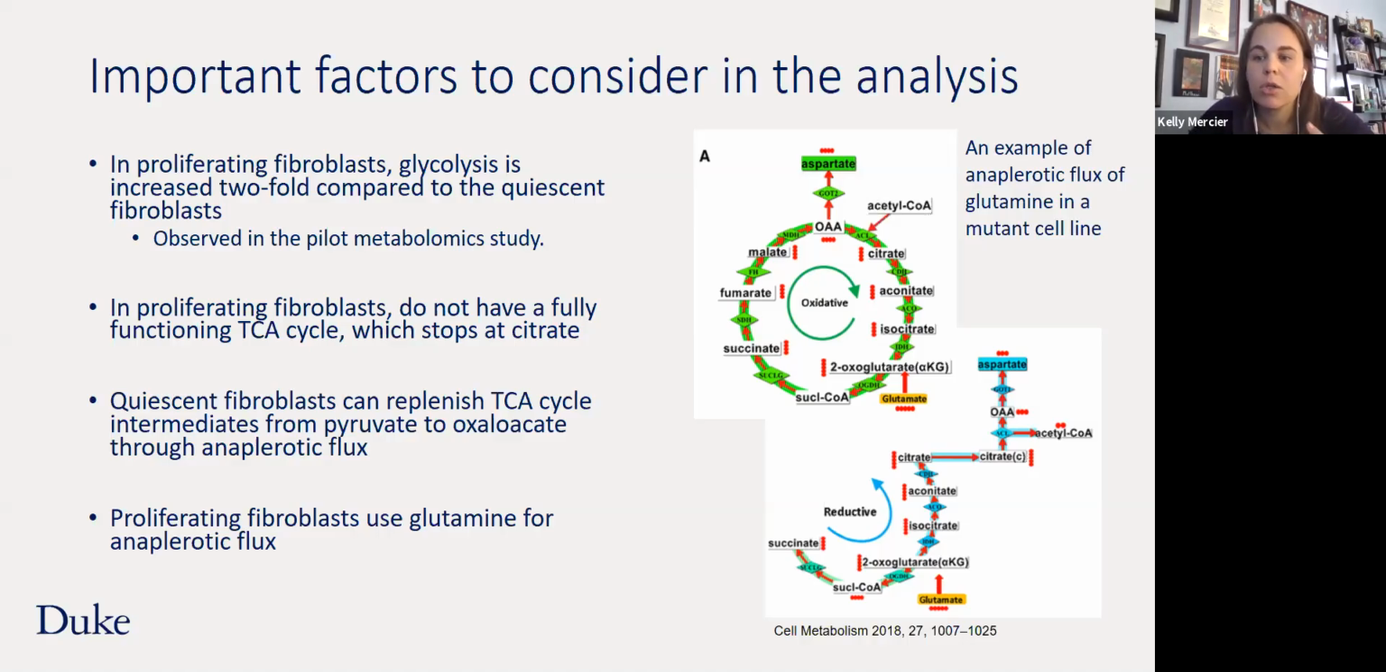So glycolysis is increased twofold when we have proliferating fibroblasts. We know this, we saw this in our preliminary study. We also know that proliferating fibroblasts use glutamine for anaplerotic flux, while quiescent fibroblasts, on the other hand, will have these intermediates from pyruvate and oxaloacetate. So we're going to be looking not only at the concentration differences in the TCA cycle, but which way the isotopic distribution seems to be favoring.